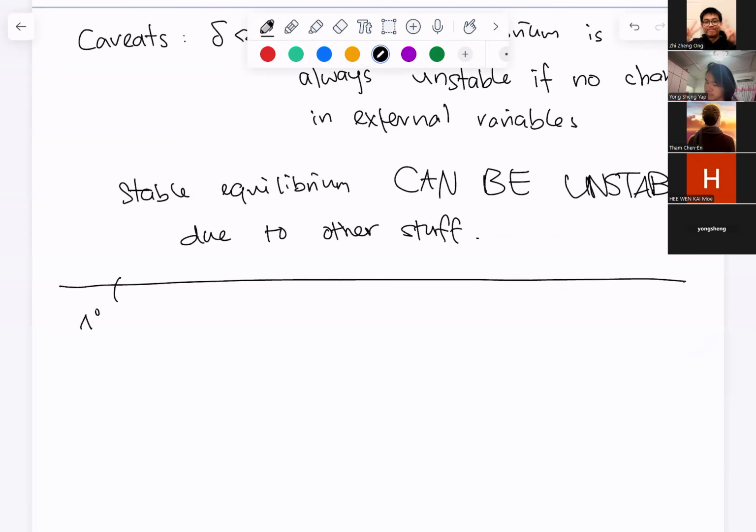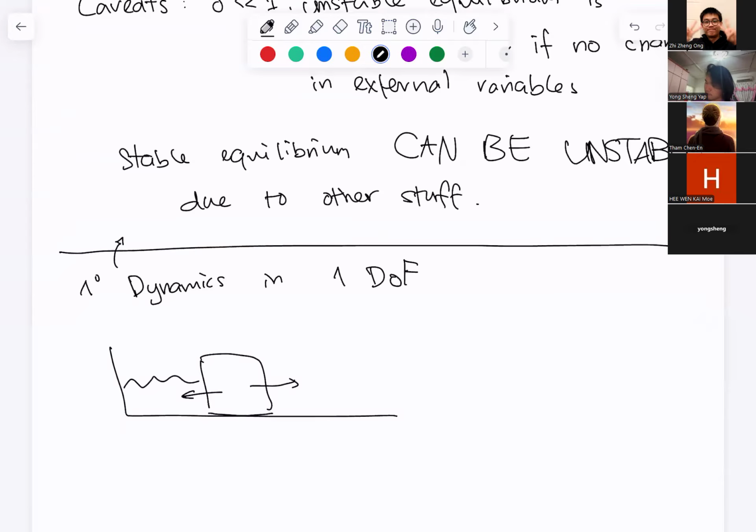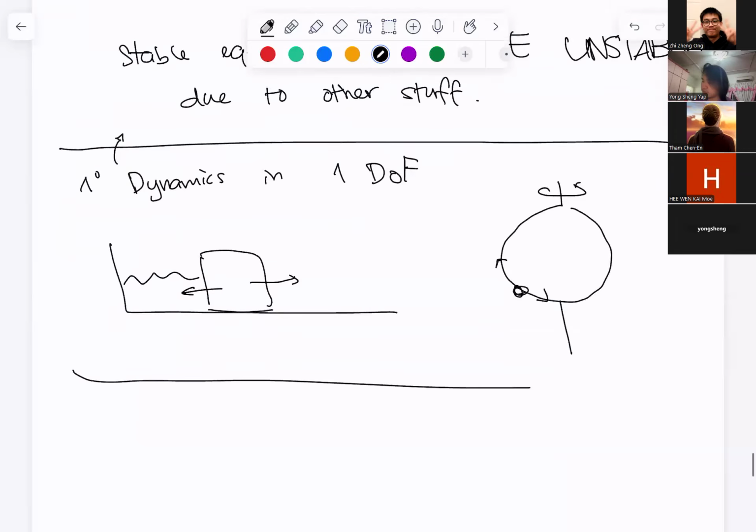Part one was basically dynamics in 1 degree of freedom. What I meant by 1 degree of freedom was that we were thinking of a box with a spring that can only move in one direction. And for example, in our worked out example, we thought of a bead on a rotating loop. And this bead was only able to move in one direction, around the circle of the loop. Okay, these are dynamics in 1 degree of freedom.